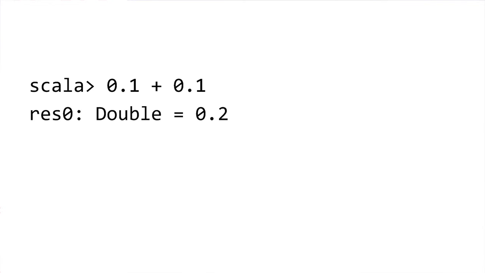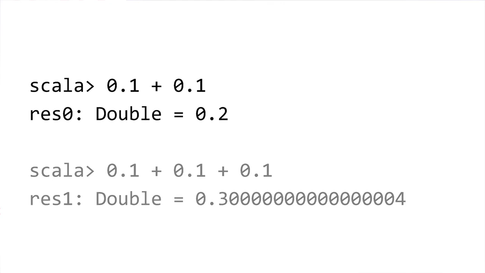So it's about precision and the JVM. We've all been in this situation. Add 0.1 to 0.1, we get 0.2. Add another 0.1, and we get this imprecision. We learned this early on in our careers. We know how to deal with it.